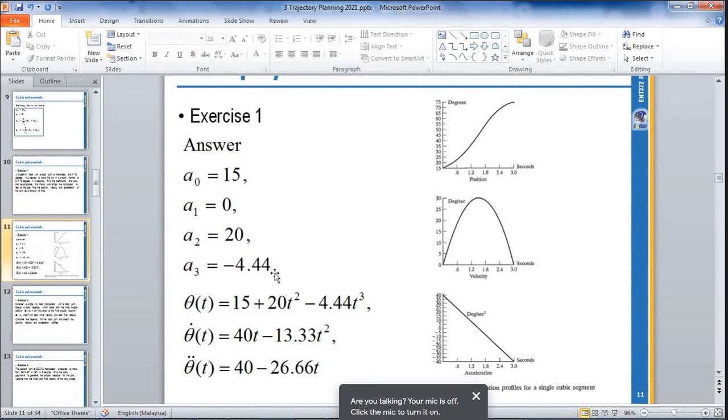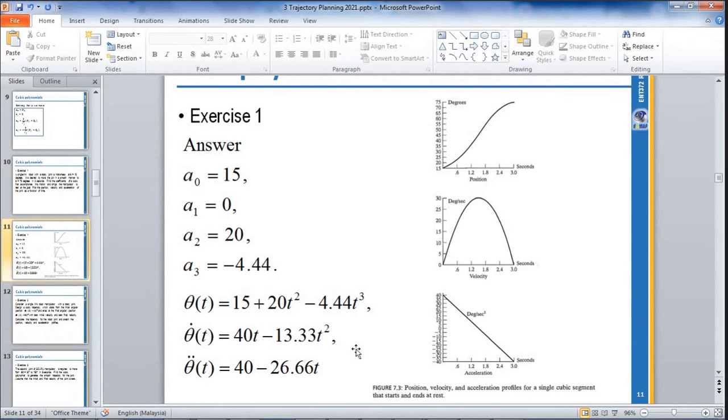It's the easiest question. So you find out the equation, find out A0 to A3 and then use back the equation. Replace your time, plot a graph. So you get your graph for your position, velocity, and acceleration.